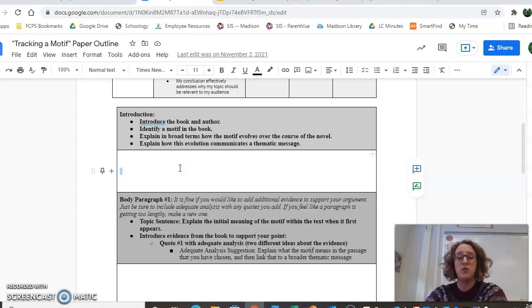Are you going to follow fire? Are you going to follow nature as a motif? Are you going to follow books through the story? You're going to identify a motif and explain how that motif evolves over the course of the novel. Remember, a motif is a symbol that changes over time, and that change links it to a theme, relating to an overarching thematic message.